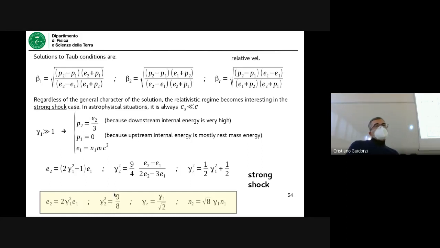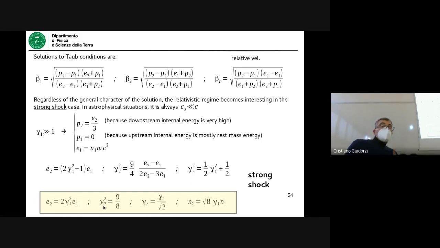What's the velocity? What about the motion of the downstream fluid? Well, the motion is told to you by beta, or better, by gamma. It's gamma 2, the Lorentz factor of the downstream fluid as measured from the shock's point of view.